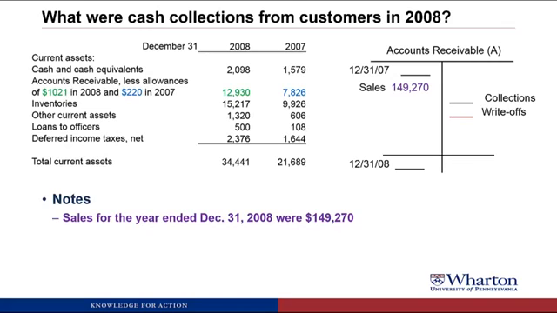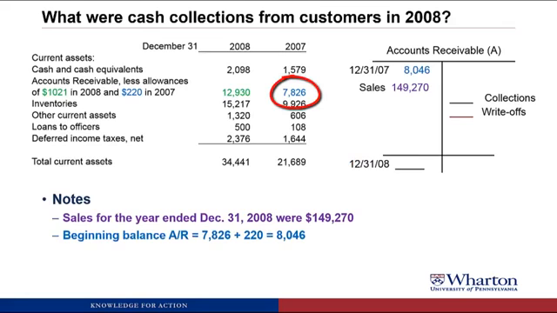I gave that number to you when I introduced the example. Of course, you could have also gotten it from their income statement if you had it. Sales increase accounts receivable, so we put this on the debit side of accounts receivable. Next, we want to fill in the beginning balance. The beginning balance is not the 7826 that you see on the balance sheet excerpt, because that's net of allowances.